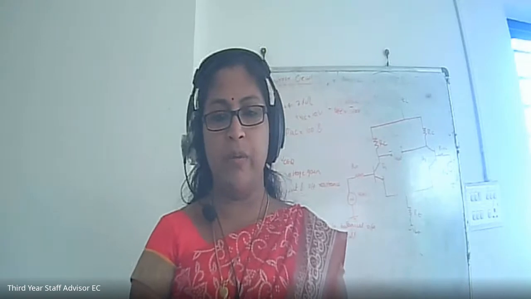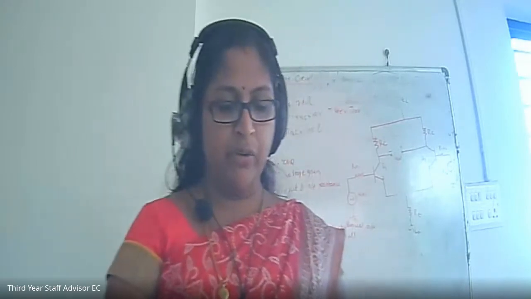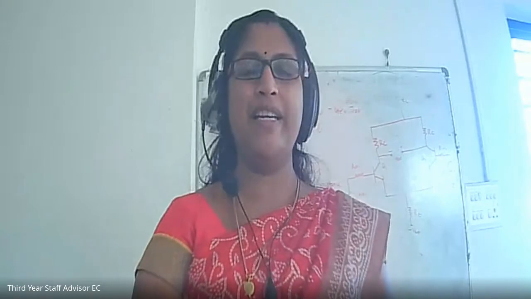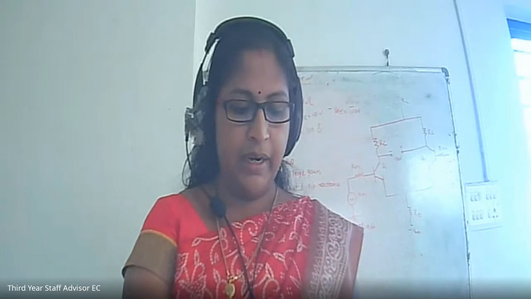So it is very important, and you have to learn by heart the equation for ICQ, because it is very difficult to find the equation by derivation during the examination time. So you have to learn this equation by heart. ICQ equal to IE equal to VEE minus VBE divided by 2RE plus RB by beta DC. Okay, you can learn it by heart and you can apply it.